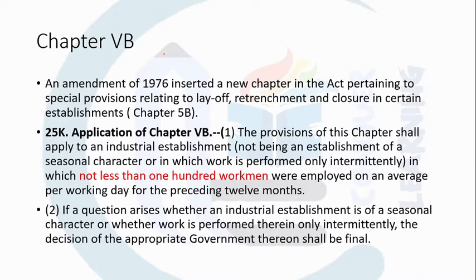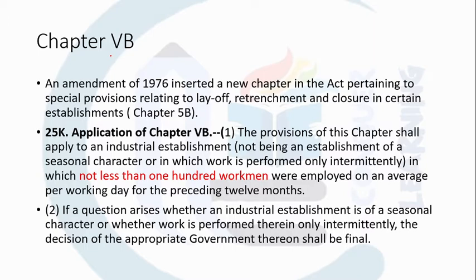Before we move to chapter number 5B, we will understand the difference between 5A and 5B. Chapter number 5A deals with the provisions related to layoff, retrenchment, closure. This chapter 5A is applicable to those industrial establishments where less than 100 employees are working.